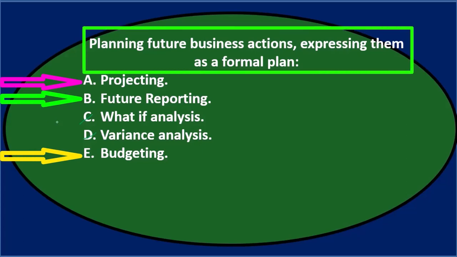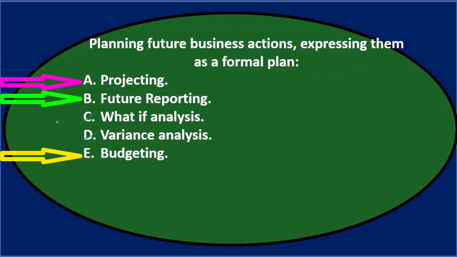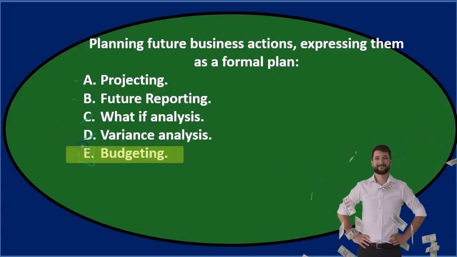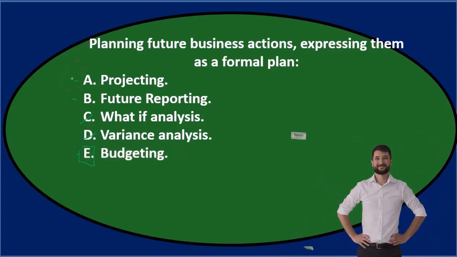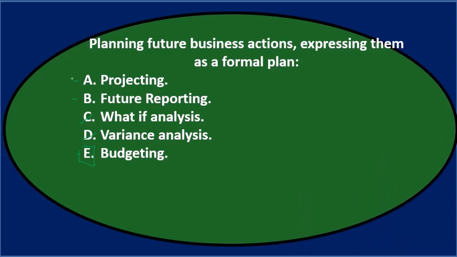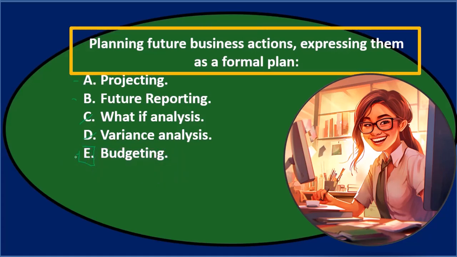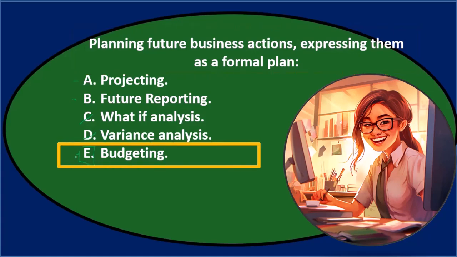Planning future business actions, expressing them as a formal plan is either A, projecting, B, future reporting, or E, budgeting. And of those three, once again, we're on the budgeting area, so we would think it would be the budgeting item. Again, you could argue either A or B and say, hey, that's kind of what we're doing. We can call it that if we want, but you probably want the formal answer here, which would be the budgeting. So once again, final answer. Planning future business actions, expressing them as a formal plan is E, budgeting.